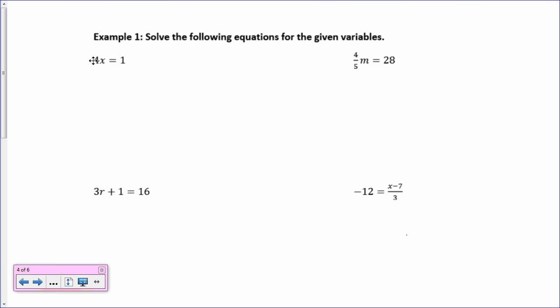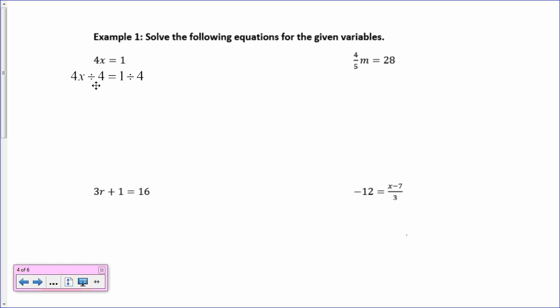So number 1, it's a one-step equation, because there's only one operation happening to the x. So we're trying to get this x by itself. And in order to do that, we have to undo the operations that are happening to the x. So what's happening to the x right here? Well, it's being multiplied by 4. So how do I undo multiplication? I divide. So here, I just write it out.